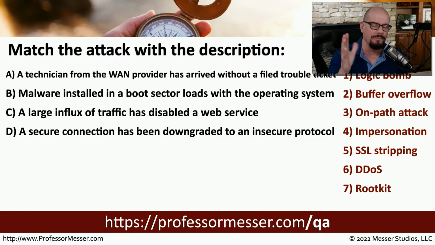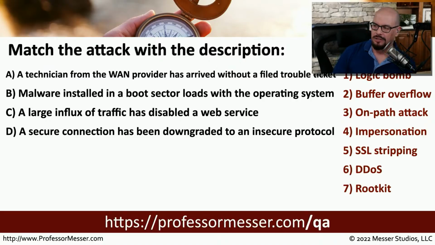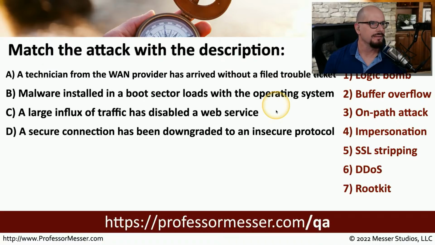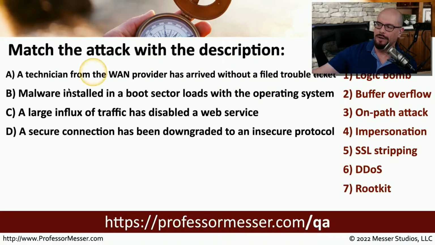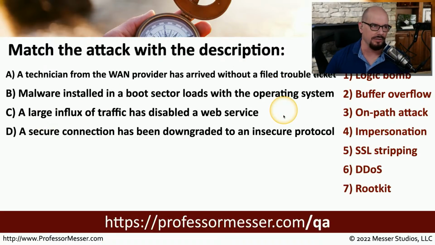For those of you listening in on the podcast side, let's step through each one of the descriptions, and then I'll step through each one of the attacks. The descriptions are, a technician from the WAN provider has arrived without a filed trouble ticket. The second is, malware installed in a boot sector loads with the operating system. The third is, a large influx of traffic has disabled a web service. And the last attack is, a secure connection has been downgraded to an insecure protocol.